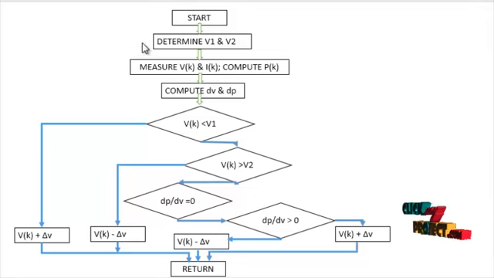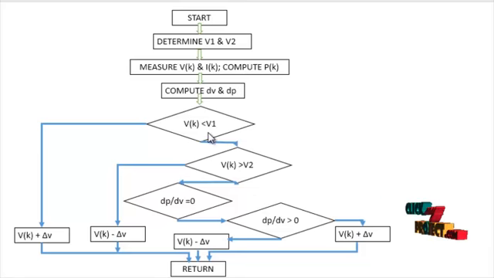This is the corresponding incremental algorithm flowchart. Initially determine V1 and V2. V1 is the initial voltage and V2 is the reference voltage. Then compute Pk, which means at each instant the output power is measured from the solar panel. That power is measured by measuring the voltage and current at each instant. Then compute dV and dP, and next we check the conditions.